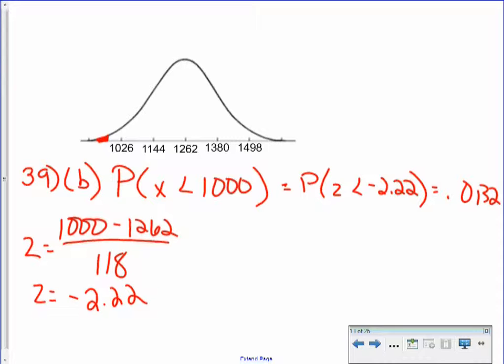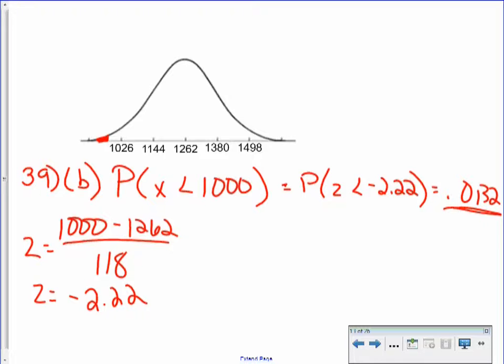Questions about 39B? Why didn't you do the complement? It didn't say more than, did it? Wait, fewer than 1,000 chips. Oh wait, I was doing A. Wow.